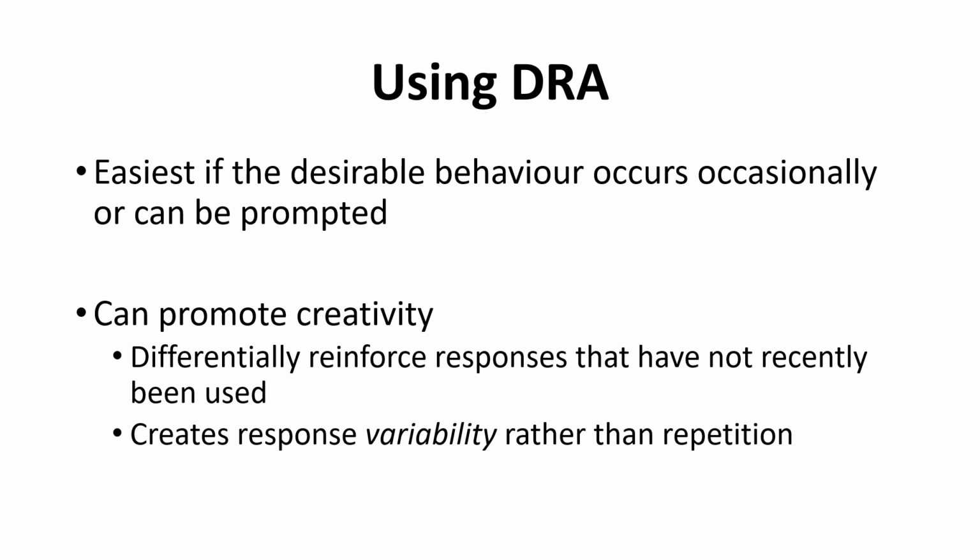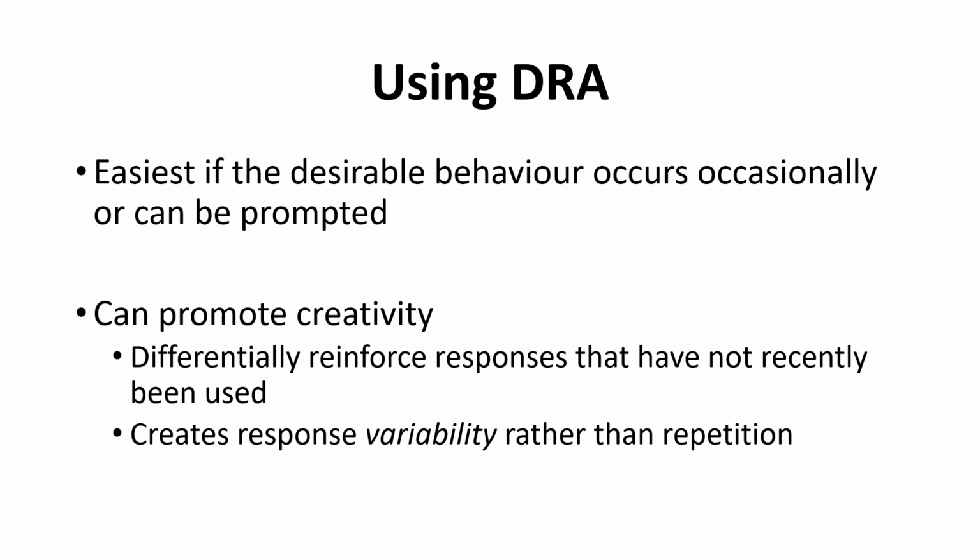I already kind of stated this, but it's easiest to use a DRA if your desirable behavior already occurs occasionally, or if you can prompt it to occur. As I said before, otherwise you can use something like shaping to get it to happen, but it's easier to use the DRA if it's already happening or if it's something that could happen with prompting. And a really neat use of DRA that the textbook takes a moment to talk about is the idea of using a DRA to promote creativity or variability in responding.